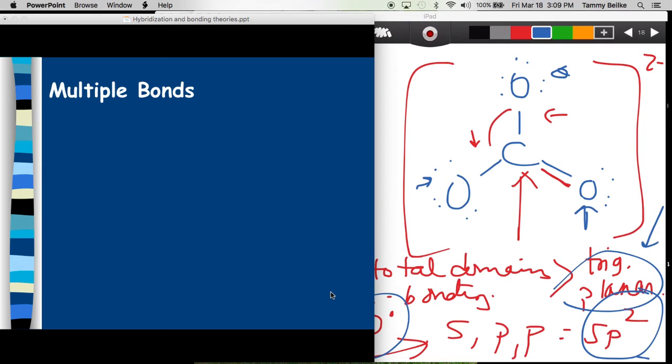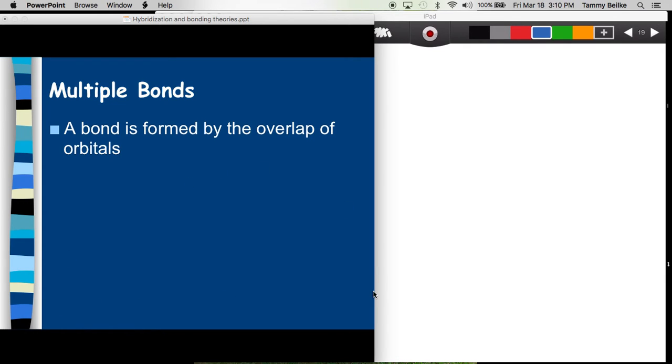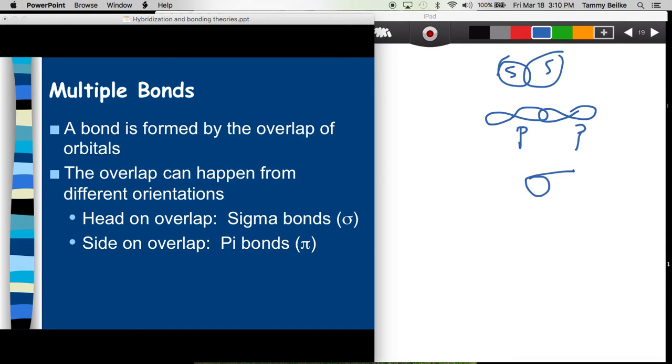So sometimes we can have molecules that have multiple bonds, and I want to show how hybridization leads to these multiple bonds. This part is a little bit more abstract, so you have to really use your memory or your imagination here. Okay, so a bond is formed from the overlap of orbitals, right? And orbitals can overlap in different ways. You can have head-on overlap, so if you've got 2 s orbitals overlapping, or 2 p orbitals overlapping. Okay, this is considered head-on, and this is called a sigma bond.